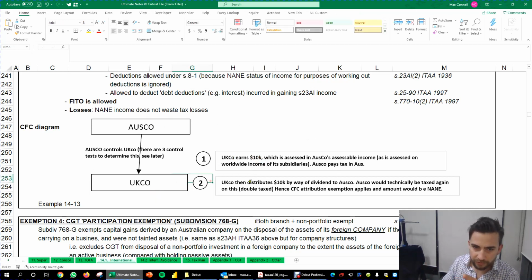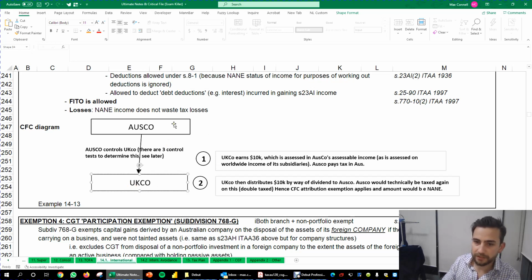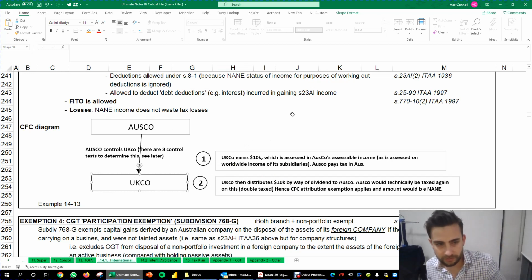So then part 2 is UK Co actually distributes the 10K by way of a dividend to AusCo. So technically, AusCo will be taxed again because they've already paid tax on the 10K. They've already included the 10K that UK earned on its income. Now on top of that, UK Co is paying a dividend back to AusCo, and then that will be a double taxation because it's paying a dividend out of profits that's already been paid tax on. They're going to pay taxes on the profit again. There's a double taxation event right there. So hence, that's what the CFC attribution exemption is talking about, and where that occurs, that will be non-assessable, non-exempt income.